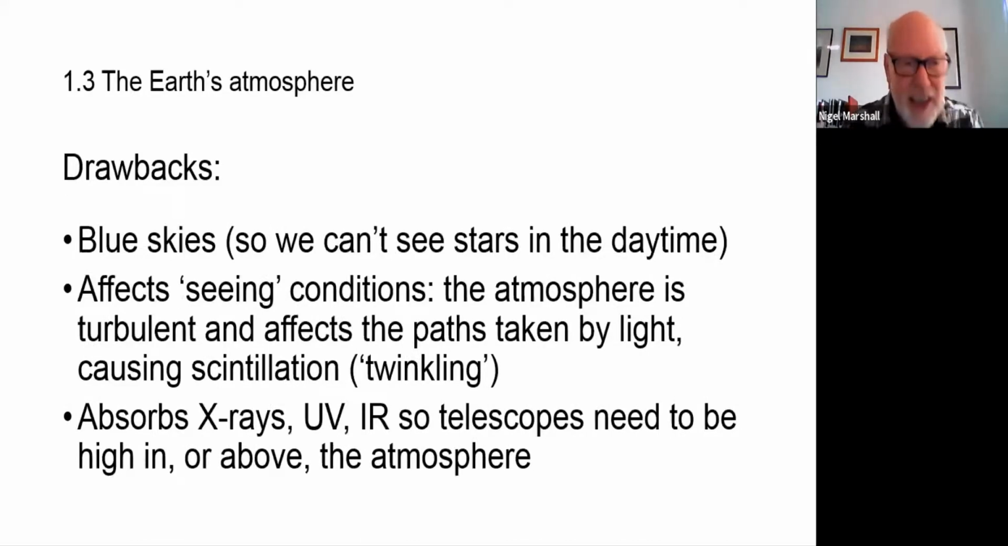But the atmosphere has drawbacks for astronomers. The first one is that in the daytime, it's light. We have a blue sky, so we can't see the stars. And in fact, in the summer, even in the UK, it probably only gets dark for a couple of hours, round about the summer solstice, June the 21st. The sun hardly gets below the horizon. So really, it's not a great time to observe stars in the summer.